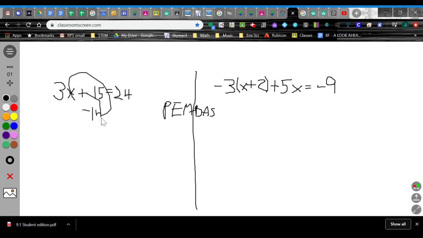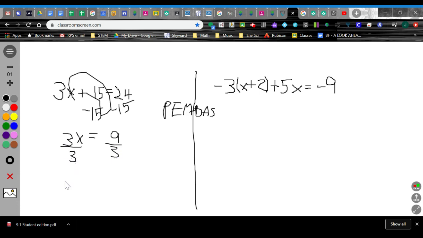You guys remember that if you do something to one side, you have to do it to the other side of the equal sign. Otherwise, it does not remain equal. So 3x plus 15 minus 15 is just simply 3x. And 24 minus 15 is 9. So now I know that a number times 3 gives me 9. So how do I undo this multiplication? I undo it with division. I just do the opposite operation.